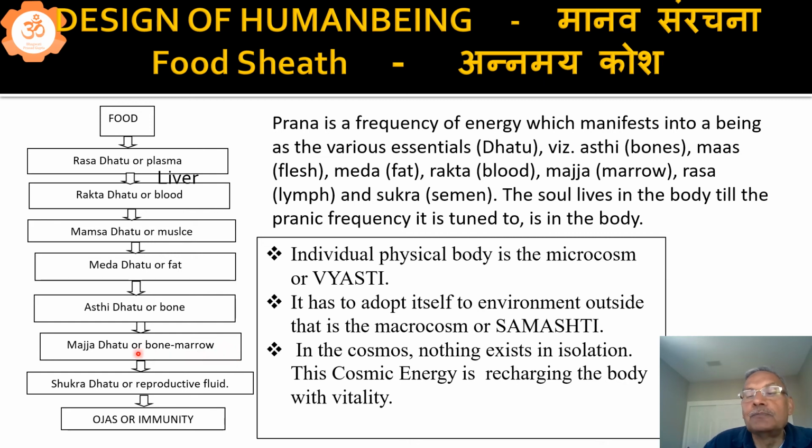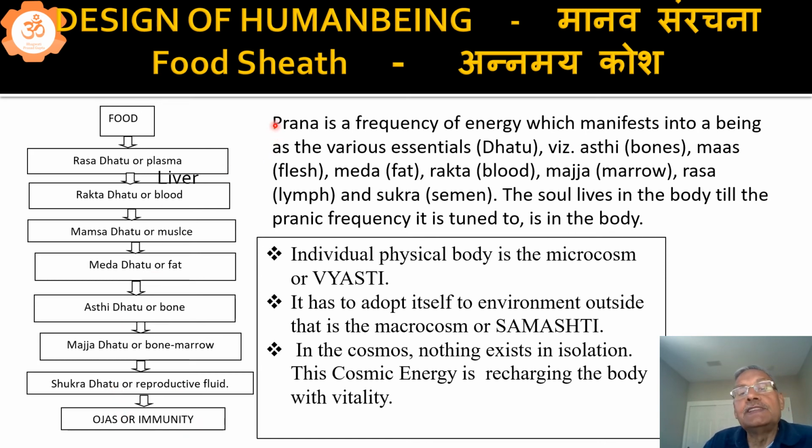And from the remaining part of the bone marrow, shukra, the reproductive fluids, are formed. This shukra, or reproductive fluid, is very important because from this our ojas, or immunity, becomes stronger. If you have a higher quality of shukra, then you have more immunity.